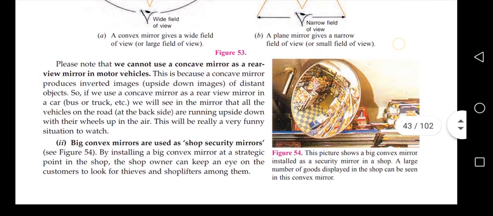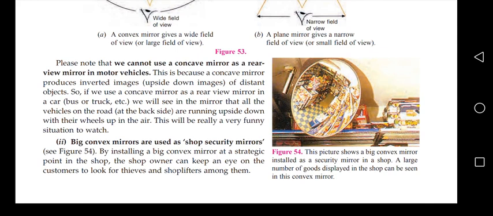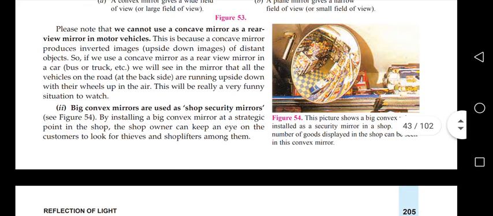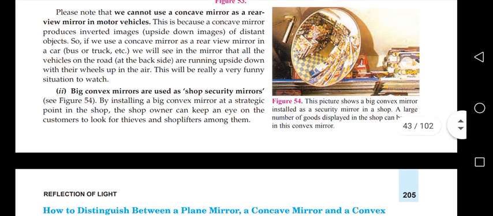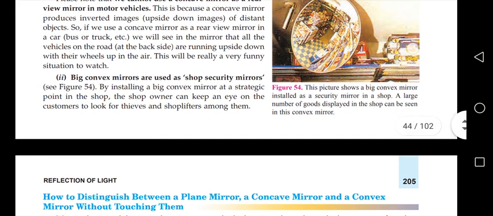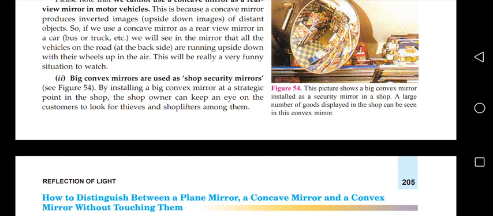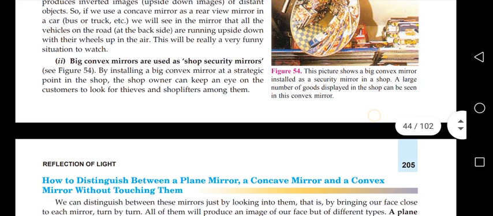Now it is also used as shop security mirrors, because it covers a wider field of view in a jewelry shop or in any other shop. Nowadays they are being replaced with security cameras, CCTV, but before that they used to use this convex mirror as security mirrors.